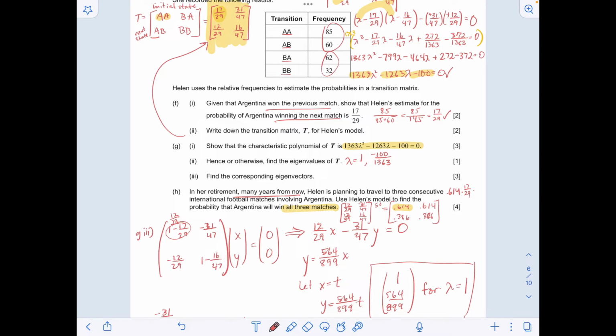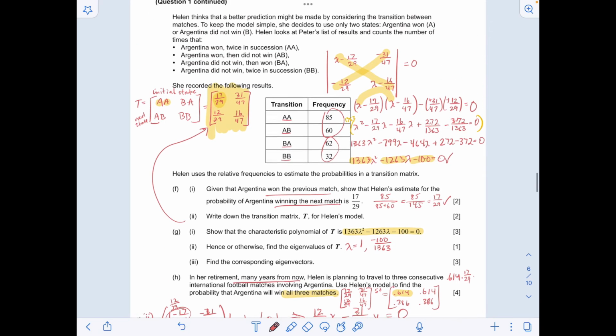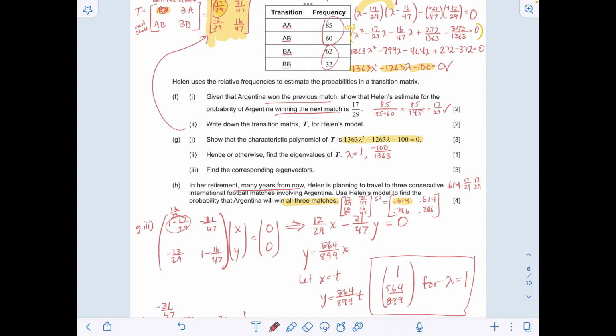And given that she won that second match, what's the probability that she wins the next match? Again, that's 17 over 29. So the probability that she wins all of the matches would be this value, 0.614 times 17 over 29 times 17 over 29. And by the way, if you've got a more accurate value than that 0.614, you should use it here. When you multiply all that together, that gives you 0.211. And that is the probability of winning all 3 matches.